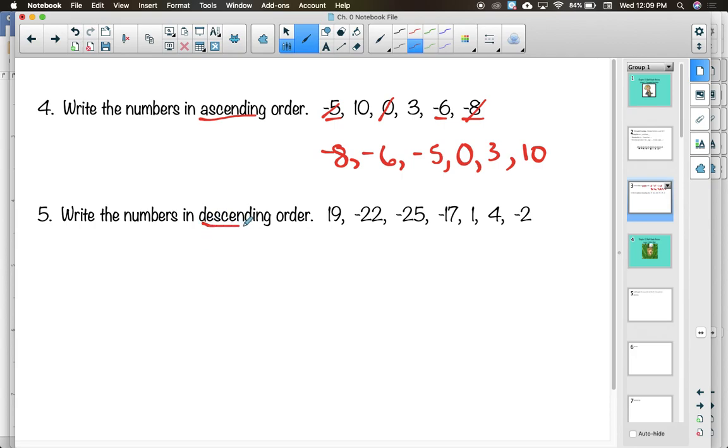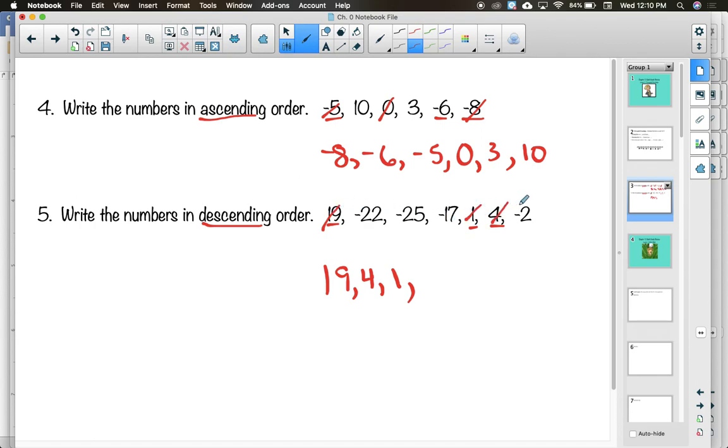Next question asks for the opposite, descending order. So now I'm going to start with my biggest number. So now I want to focus on my positives first. And my positives are 19, 1, and 4. The biggest number is 19. And then comes 4. And then 1. Oops, that's supposed to be +1. Okay, so my positives are done.